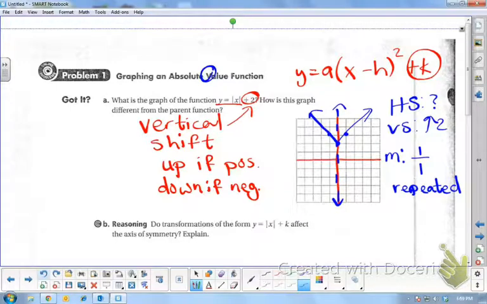So my axis of symmetry is the line x equals 0. We find that 0 from where it crosses the x-axis. And my vertex is the point that we started with. So my vertex is the point 0, 2.